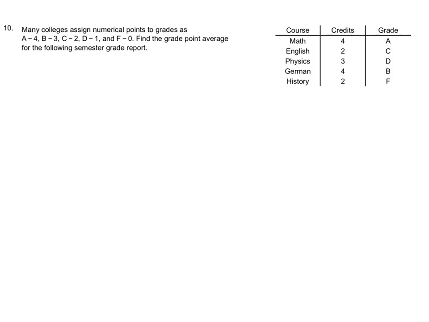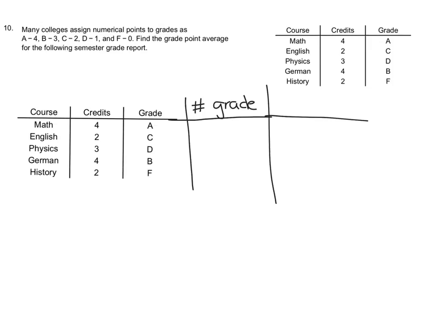Applications for the mean. Many colleges assign numerical points to grades as A is 4, B is 3, C is 2, D is 1, and F is 0. Find the grade point average for the following semester grade report. The first step is to rewrite each letter grade using the numerical amount of points.